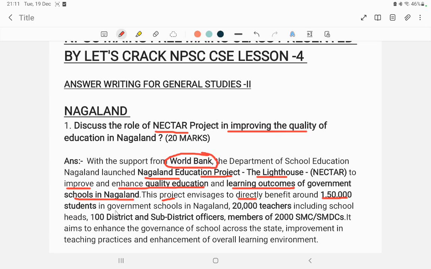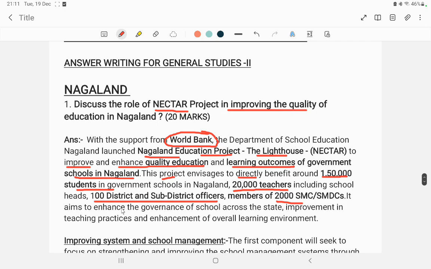This project envisages to directly benefit 1,50,000 students of government schools, 20,000 teachers including primary teachers, graduate teachers, postgraduate teachers, and 100 district and sub-district officers, that is SDEO and DEO, and 2,000 school management committees, SMC. It aims to enhance the governance of schools across the state, improvement in teaching practice, and enhancement of the learning environment.